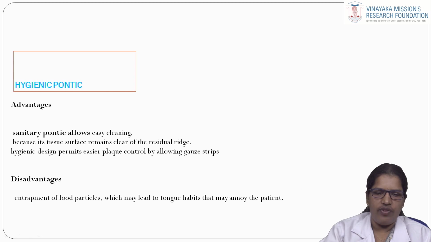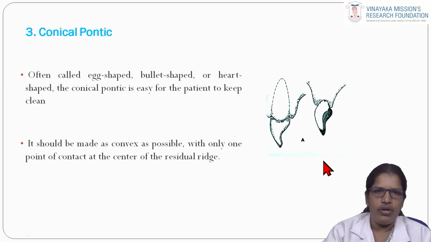The advantage of the hygienic Pontic is that it allows ease of cleaning because its tissue surface remains clear of the residual ridge. The disadvantage is entrapment of food particles, which may lead to tongue habits that may annoy the patients. The conical Pontic, often called egg shaped, bullet shaped or heart shaped, is easy for the patient to keep clean.